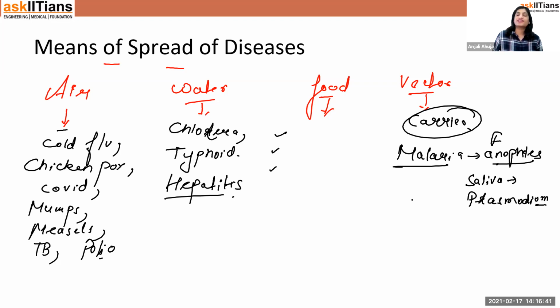Okay, so the next one is dengue fever. That's also a vector-borne disease. Chikungunya.